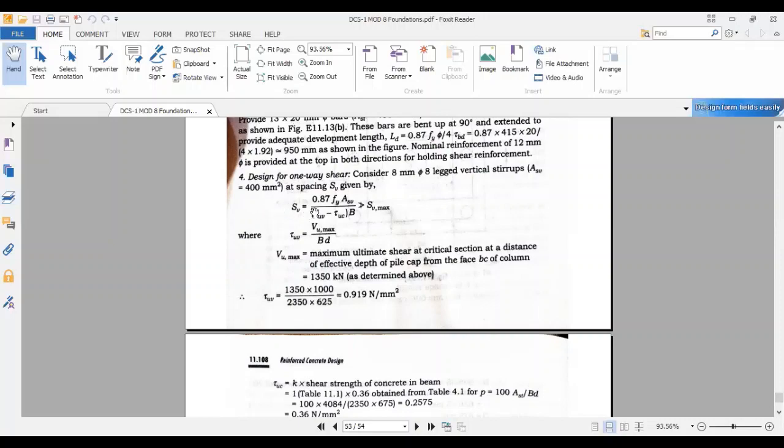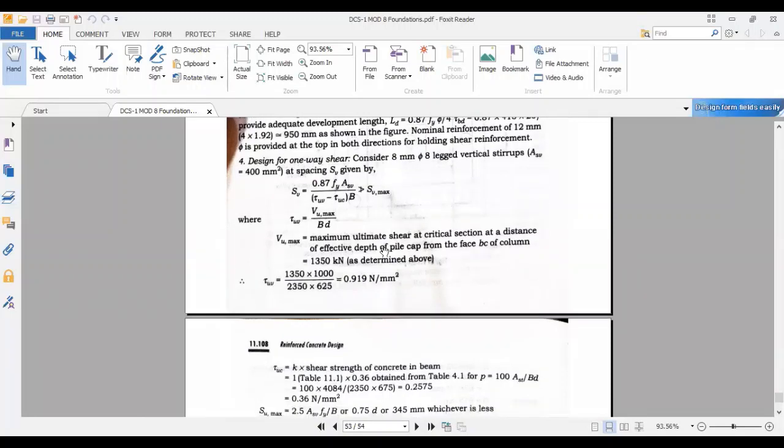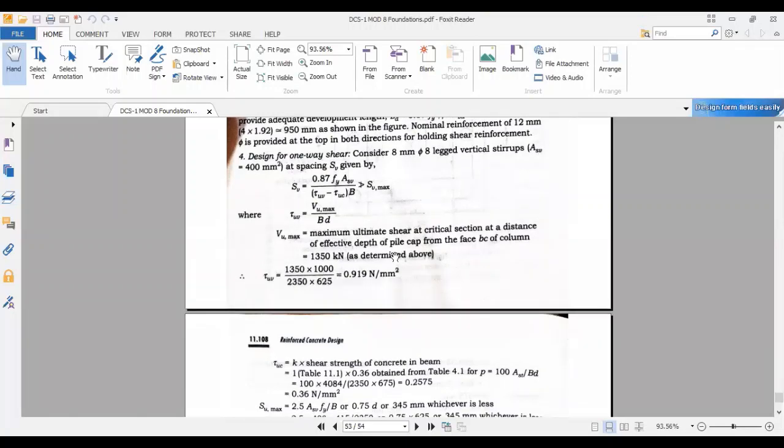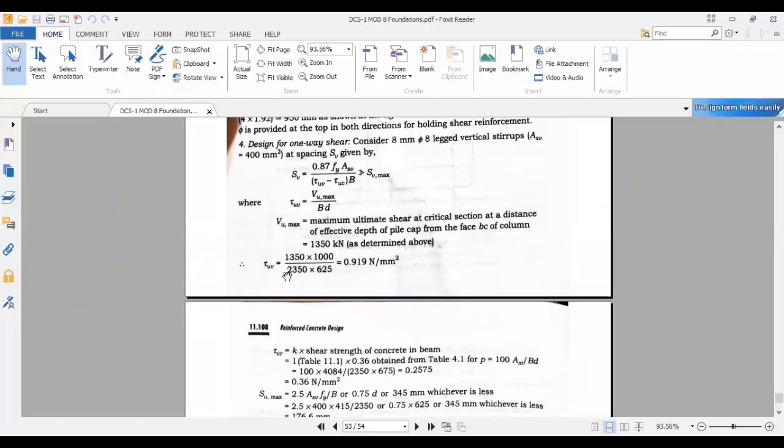The formula is 0.87 FY ASV upon tau UV minus tau UC multiplied by B, and this should not be greater than SV max, where tau UV is equal to VU max upon BD. VU max is the maximum ultimate shear at critical section at a distance of effective depth of pile cap from the face of column, and the value was 1350 kN as we found earlier, and tau UV is given by 1350, this value, into 1000 upon 2350 into 625, multiplying with the dimensions.